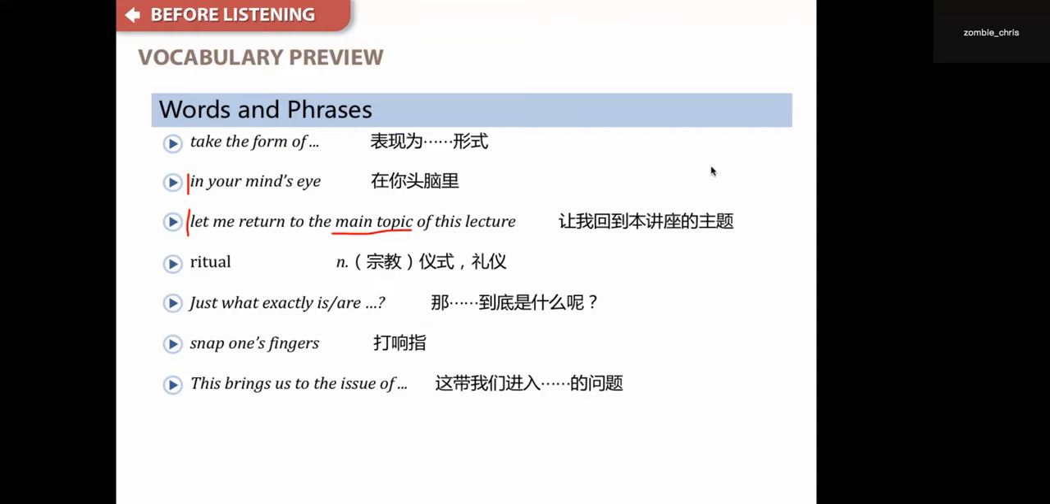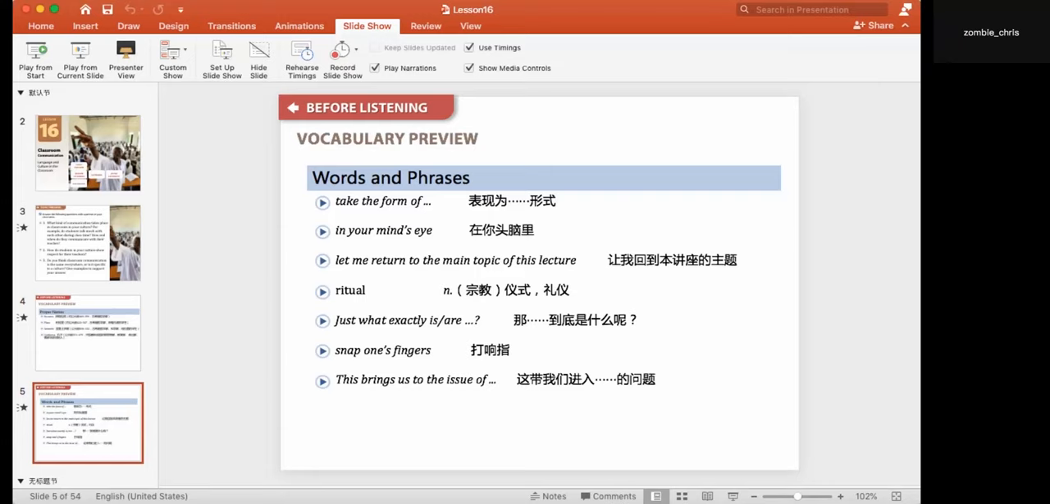Take the form of. So we have the verb take, and then the noun co-locates with the form. One of those rare instances where we have the definite article in one of these phrases. To snap your fingers, I'll just see if I can find you an image of this. It's a little bit difficult to really explain. If you take your middle finger and you put it on top of your thumb, so it touches the tip of your thumb, and then you snap your finger down, then we say that you snap your fingers.